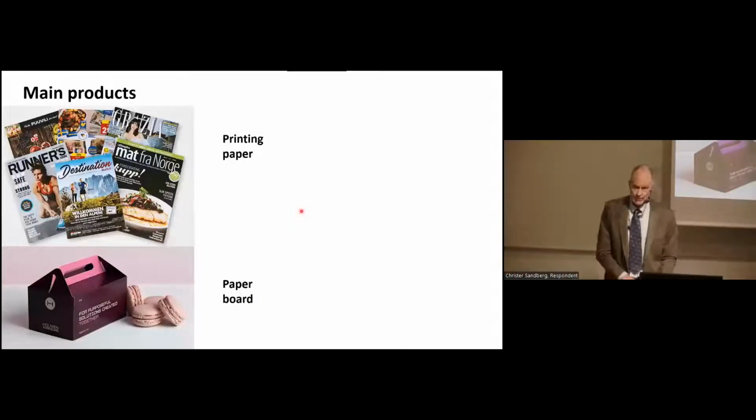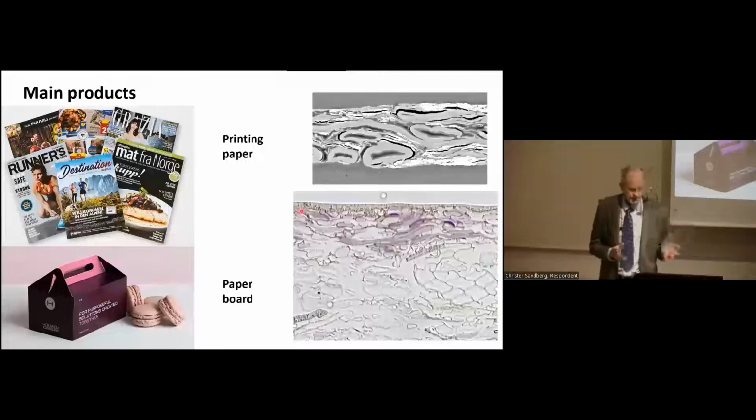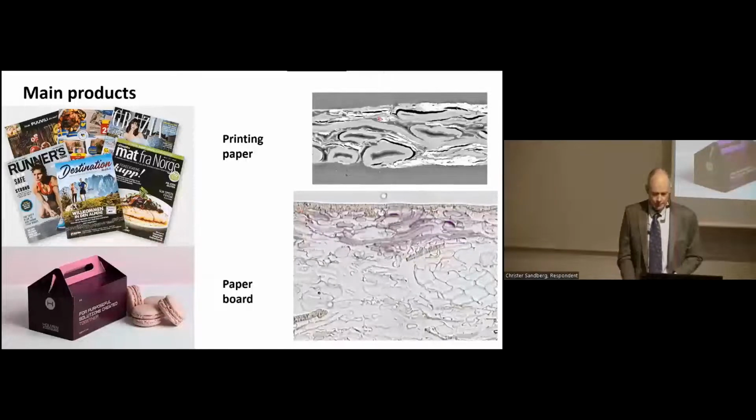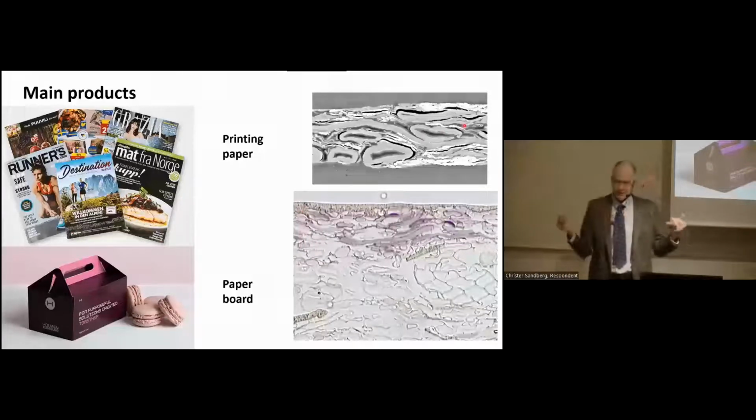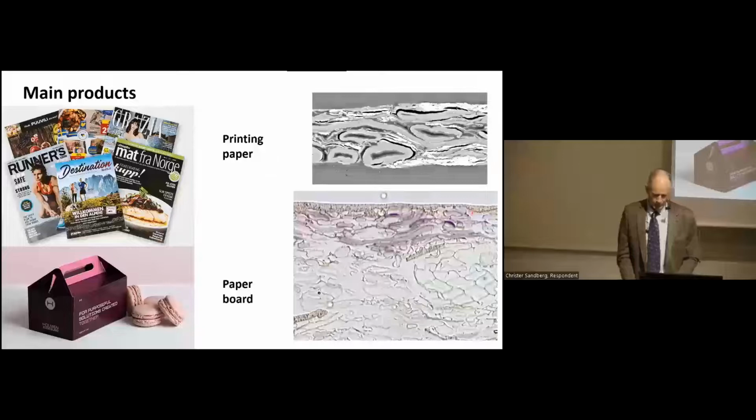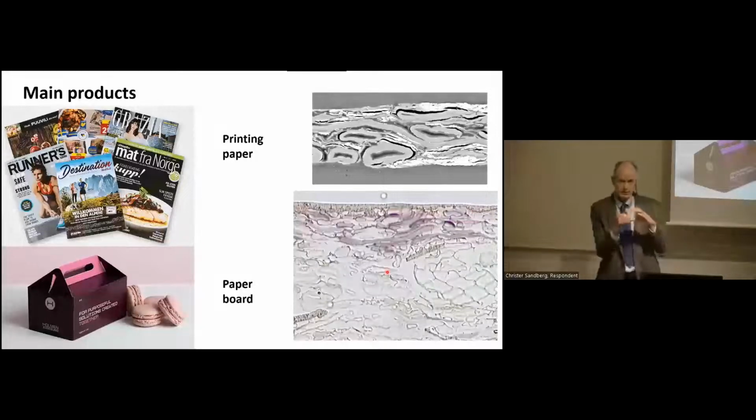The main products that you use mechanical pulps for are printing paper and paperboard. And these products demand very different kinds of fibers. For printing papers, you want slender fibers that make a good paper sheet with nice surfaces. And when you make paperboard and put mechanical pulp in the middle, you want it to be bulky.